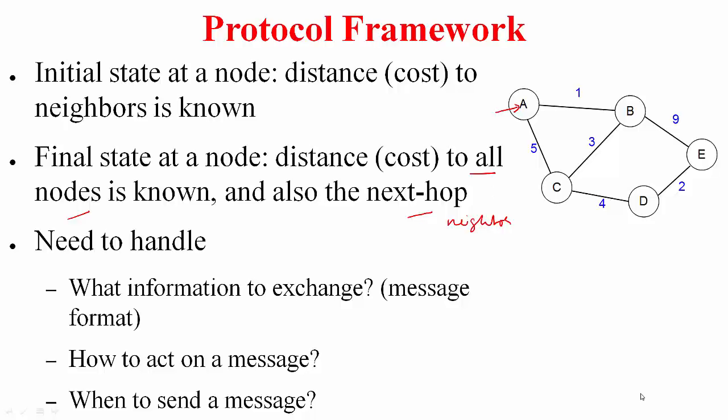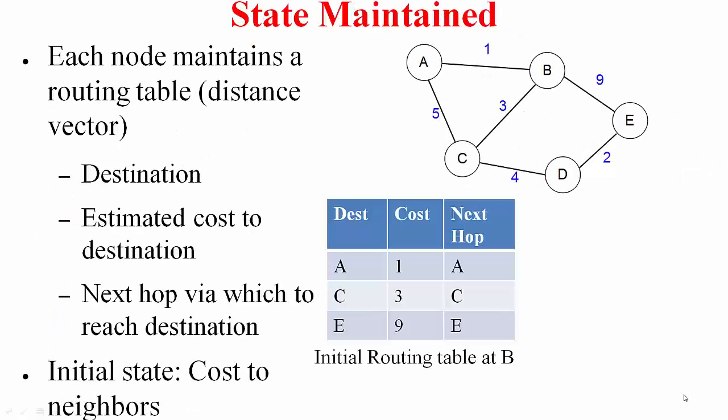Whenever we want to implement an idea as a protocol, we saw earlier that we need to handle these three questions. First is what information do you need to exchange? This boils down to the message format. Once a node receives a message, what should it do, the action portion of it, and when should such messages be sent? And when you are executing a protocol, you also need to maintain state. So what is the state that this routing algorithm maintains?